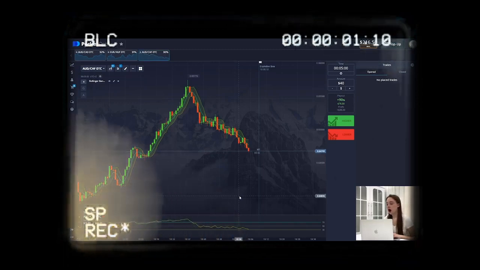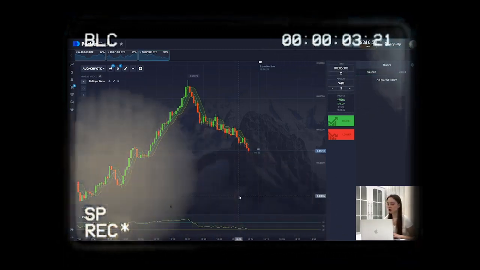Well, trader, our first deal has closed in plus and we're moving on to the next currency pair.